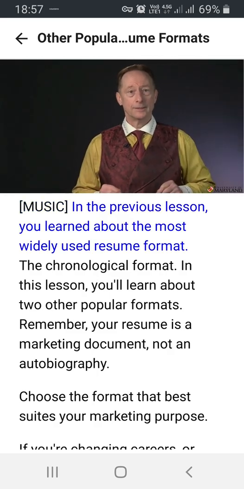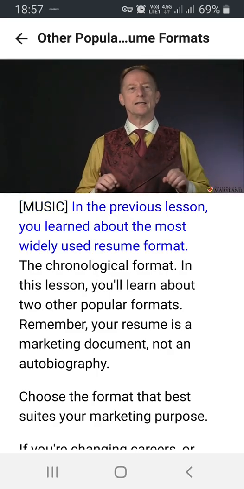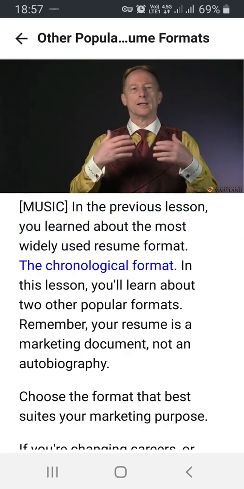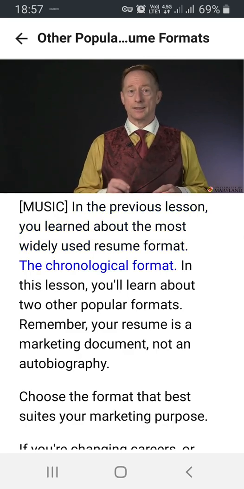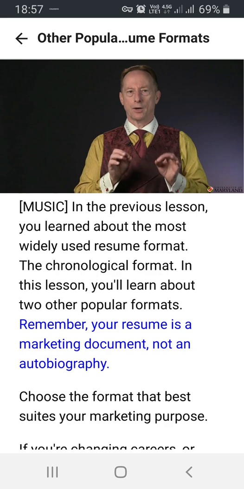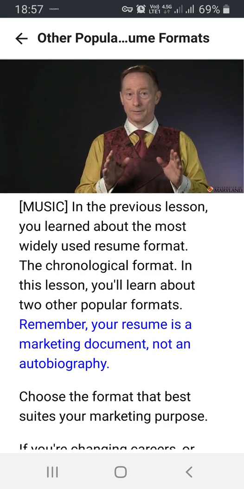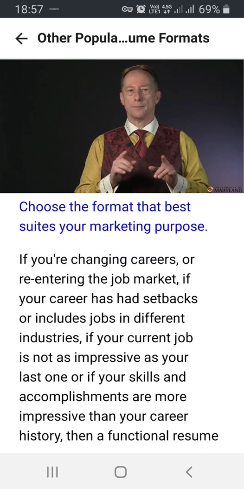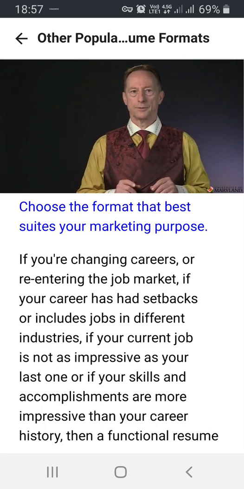In the previous lesson, you learned about the most widely used resume format, the chronological format. In this lesson, you'll learn about two other popular formats. Remember, your resume is a marketing document, not an autobiography. Choose the format that best suits your marketing purpose.